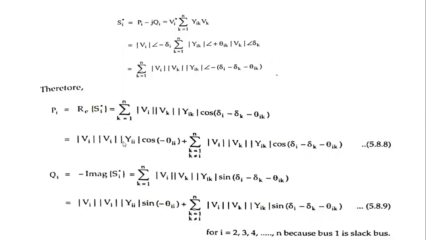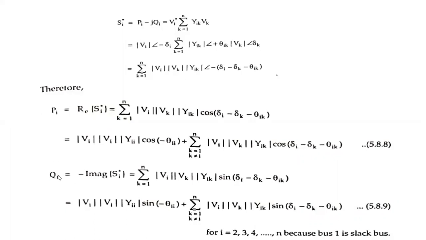That is equal to cos of theta i plus sigma k equal to 1 to N Vi Vk Yik cos of (delta i minus delta k minus theta ik).